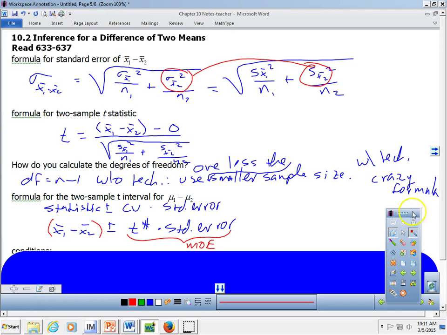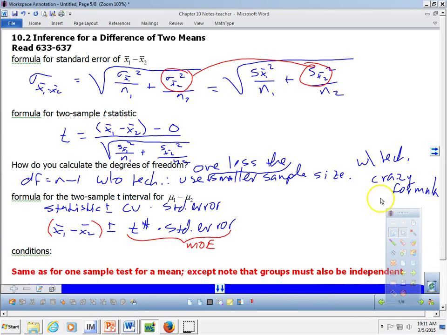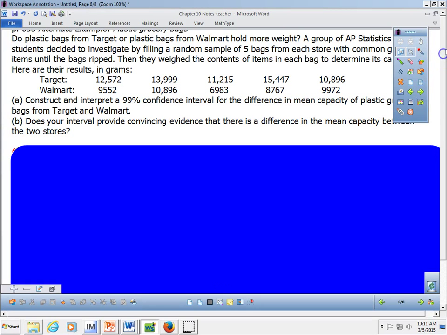Now, of course, there are conditions that have to be met. We discussed them a little bit at the top of the video. But for our conditions, they're basically the same as for the one-sample test for a mean or interval for a mean, except for two things. One, we've got to check both groups. And the other is that, since we're talking about means, we've got to make sure that our groups are also independent. So that's a little bit new. Not only do we want independence within our groups, but our two separate groups need to be independent as well. All right. Let's take a look at an example.